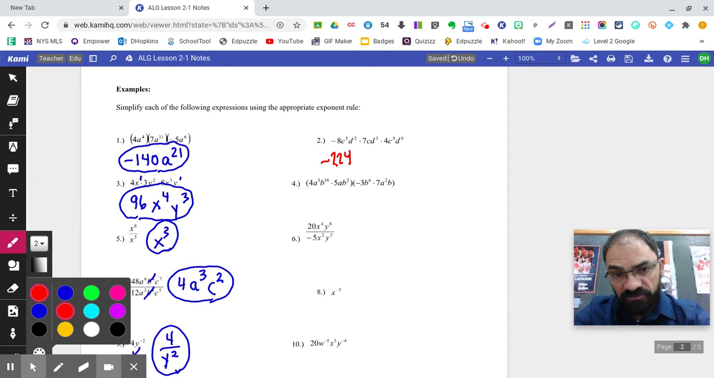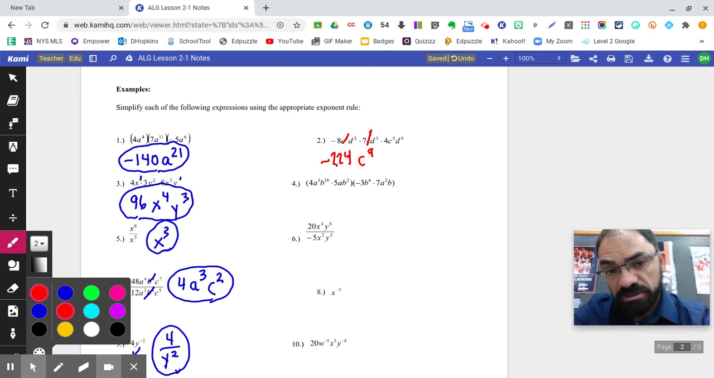So I've got c to the 5th, and I'm looking for other c's. I have a c right here. If there's no exponent, then it's a 1 that's above it. And then I have c cubed. So 5 plus 1 plus 3 is c to the 9th.